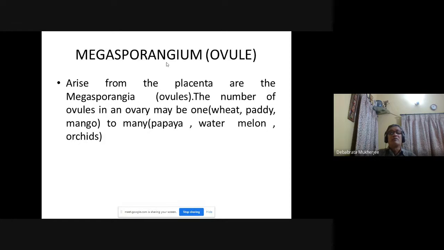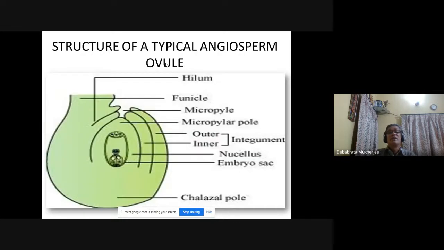Next, we will talk about the megasporangium, that is, the ovule. Arising from the placenta are the megasporangia, that is, the ovules. The number of ovules in an ovary may be one, as in wheat and paddy, to many, as in papaya, watermelon, and orchids, as we see. Next, we will talk about the structure of a typical angiosperm ovule, the parts: hilum, funicle, micropyle, outer and inner integument, nucellus, embryo sac, chalazal pore.